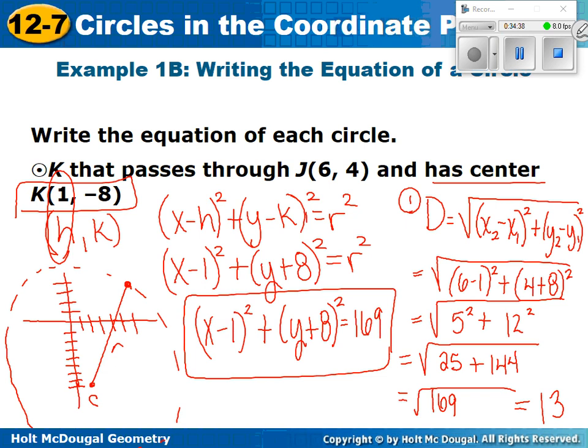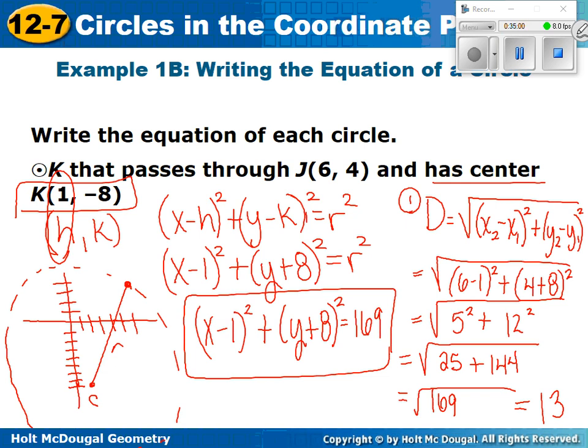So if they give you the center and they give you a point that the circle is going to go through, that distance is your radius. So you just need to use your distance formula. Anybody want me to show them a different way you could find the radius other than distance formula? Are we all good with distance formula? Okay, then we'll just stop there and leave it at that.